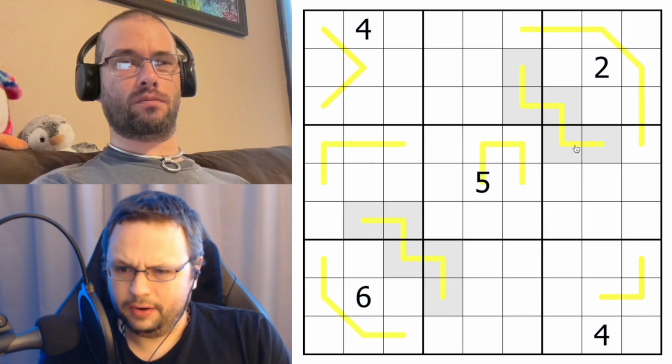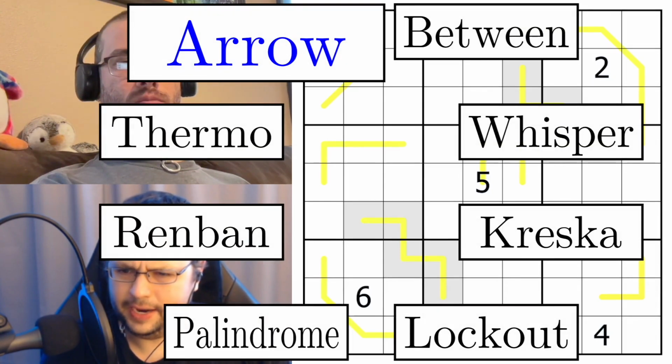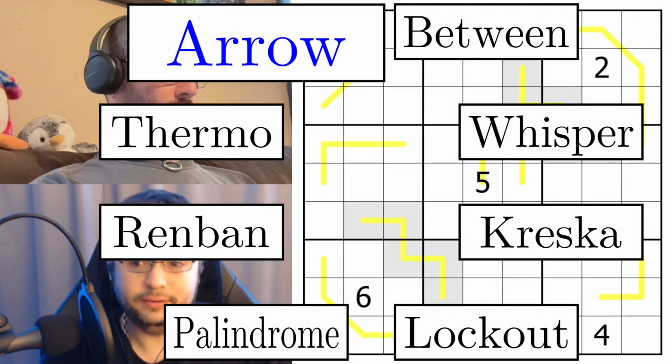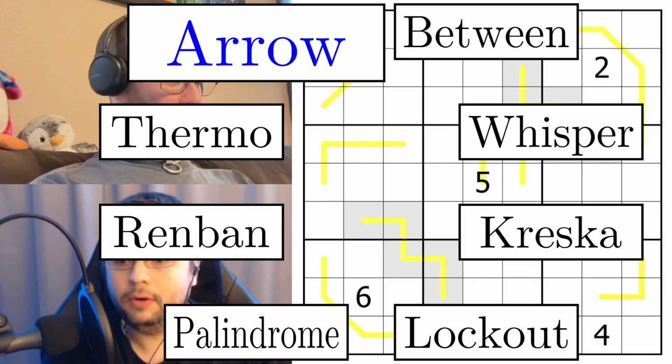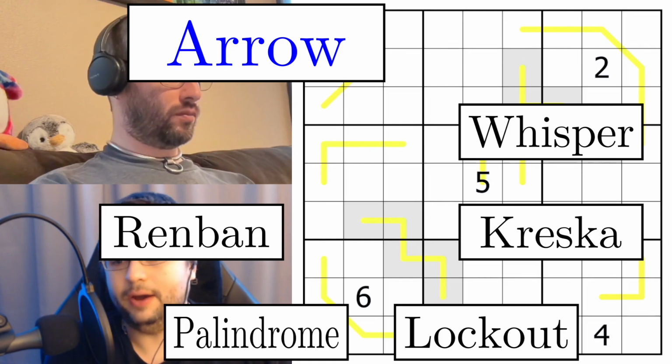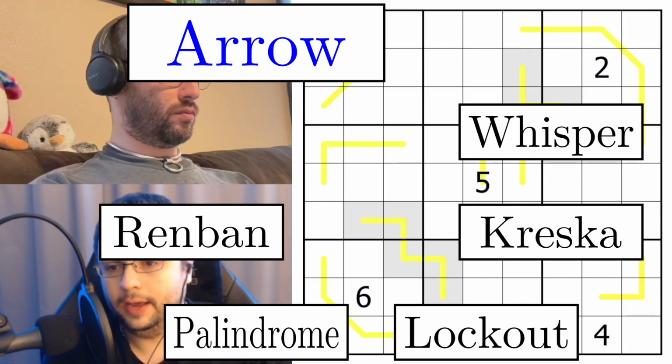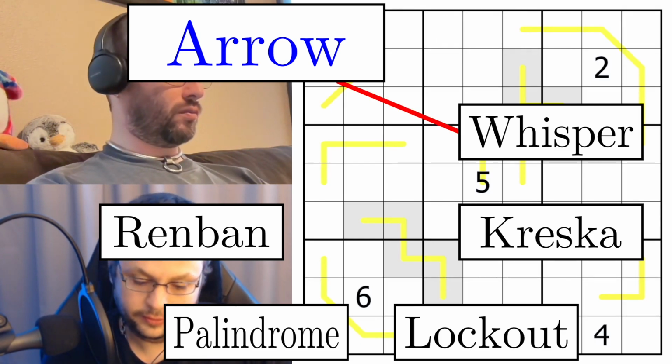Let's see. Arrows. We said what could also be an arrow, and then we didn't write it down. Or I didn't write it down. So an arrow can't be a between line, because between lines and thermos are just out. We can't use those anymore. An arrow can be a German whispers.